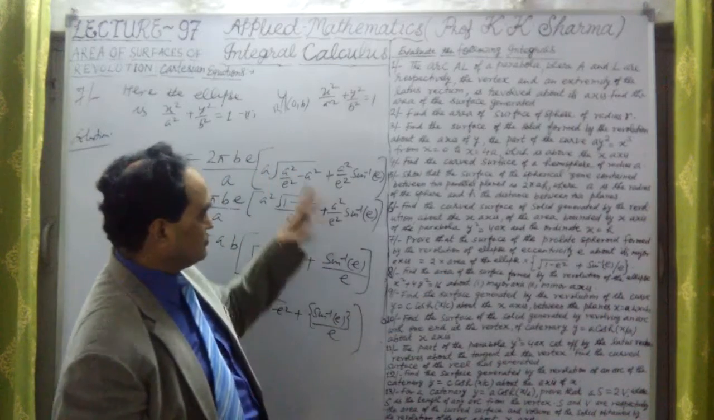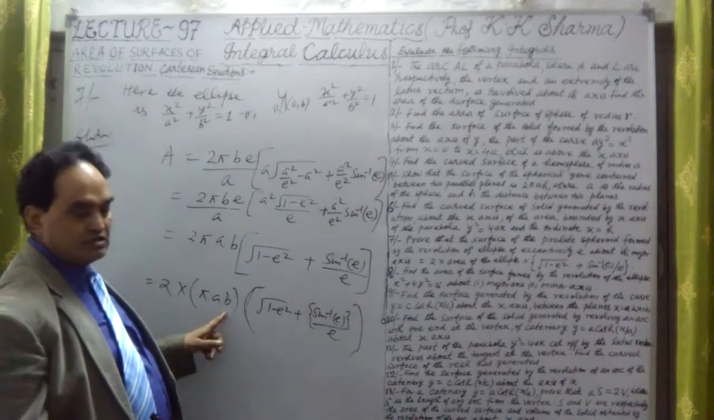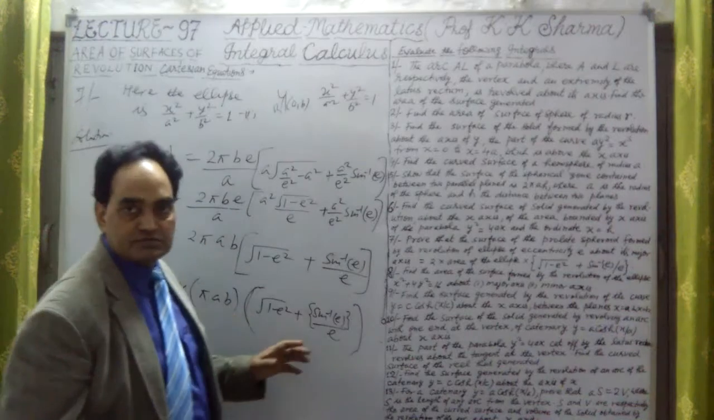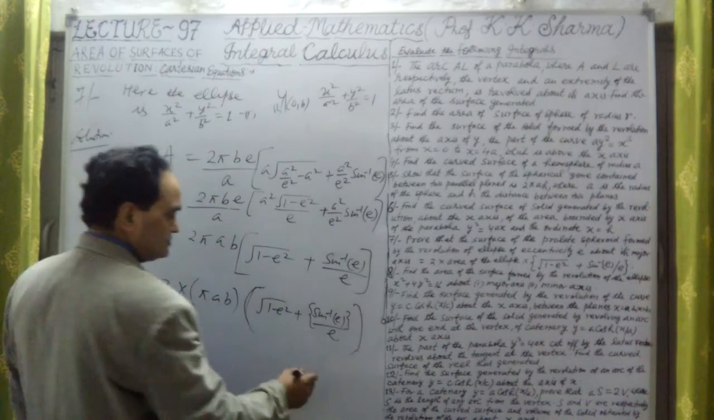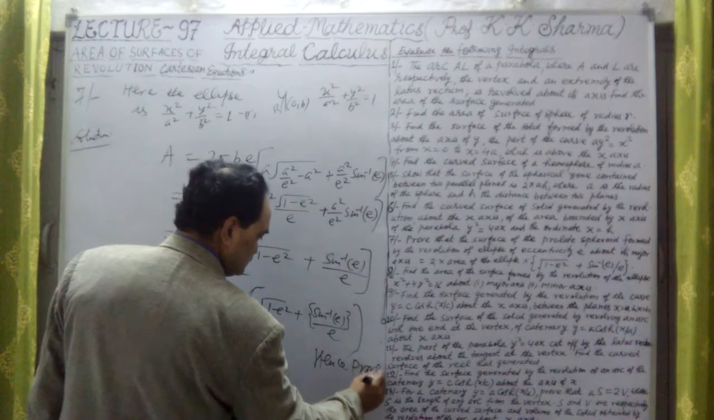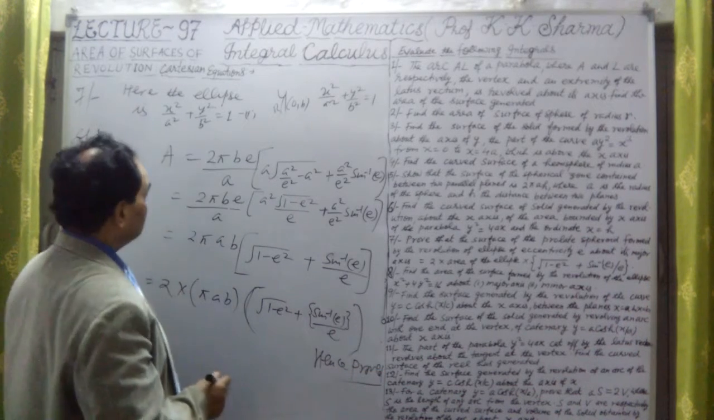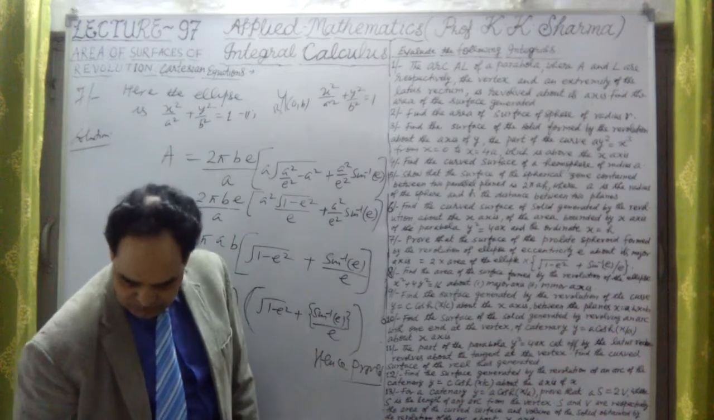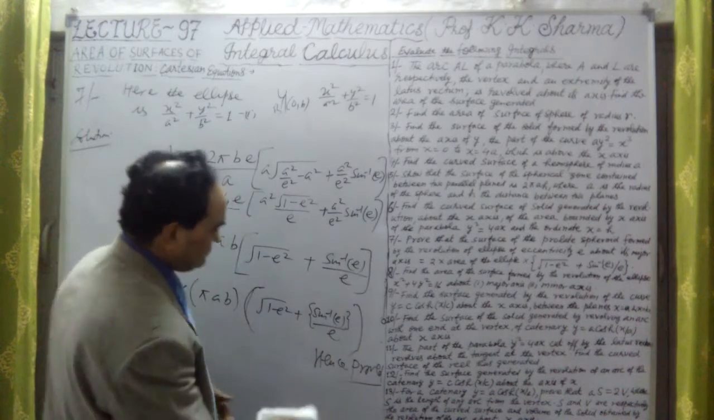Area of the ellipse I wrote down initially. This is pi a into b. This is the area of the ellipse. The same answer is proved. So hence it is proved. This is the same answer we have obtained. Okay, now let me talk about the next question.